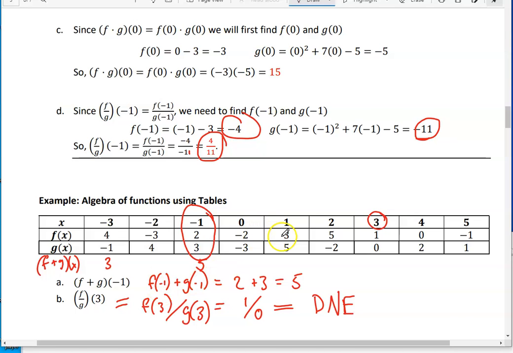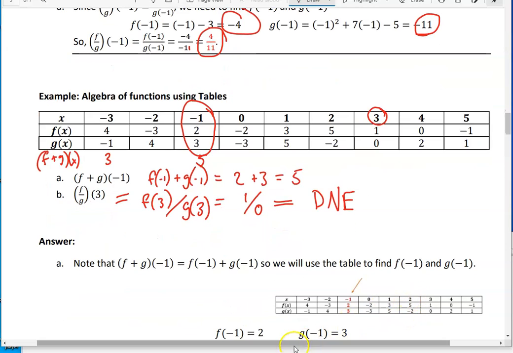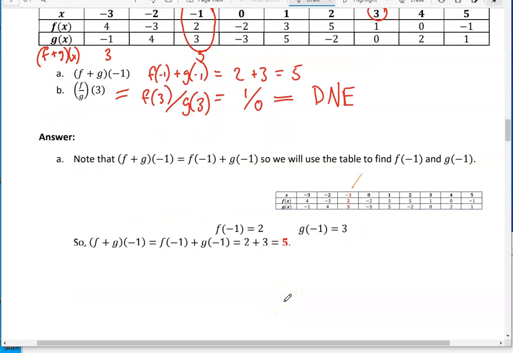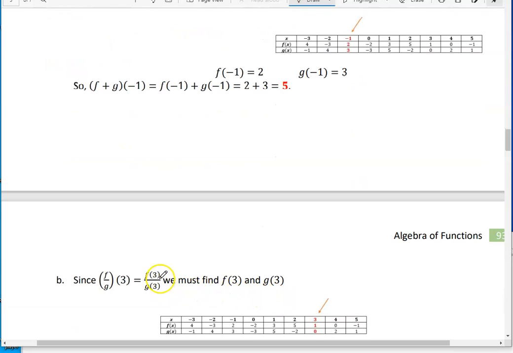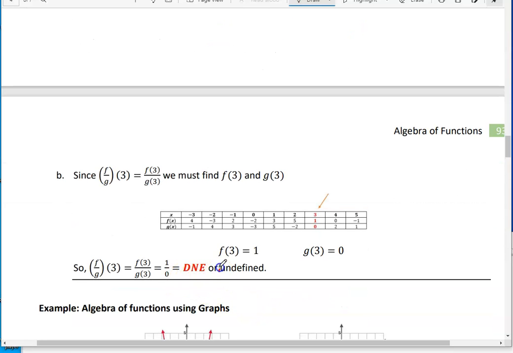Let's see how they explain it. F plus g of negative 1. We find f of negative 1 plus g of negative 1, and I get 2 plus 3, and I get 5. Let's see how they explain the next one. F of 3 over g of 3. We find them, and we get 1 and a 0, and yes, indeed, does not exist. We can't divide by 0.